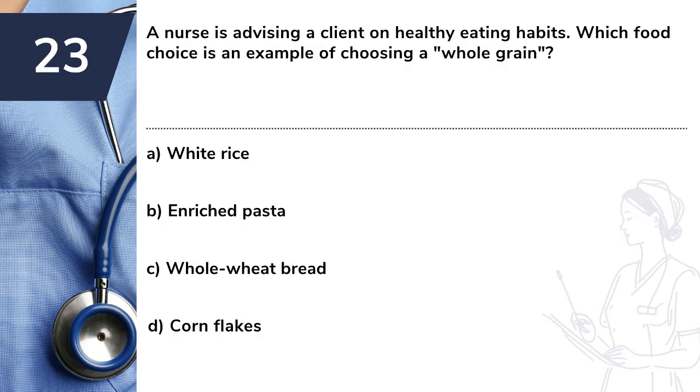Question 23. A nurse is advising a client on healthy eating habits. Which food choice is an example of choosing a whole grain? A. White rice. B. Enriched pasta. C. Whole wheat bread. D. Corn flakes.